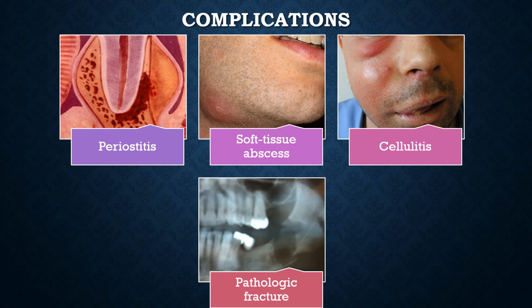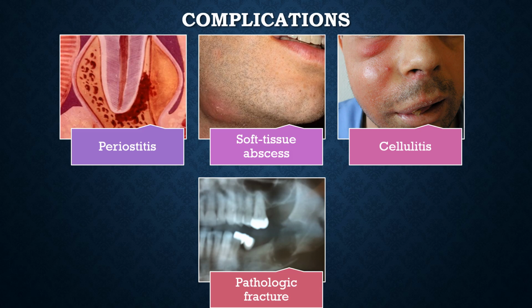If proper treatment of acute suppurative osteomyelitis is not initiated, it can result in certain complications. The first complication is periostitis. Periostitis refers to the inflammation of the periosteum. The inflammatory exudate from the bone marrow can spread to the cortical bone and then to the periosteum. Here, it can cause inflammation of the periosteum, leading to a condition called periostitis.